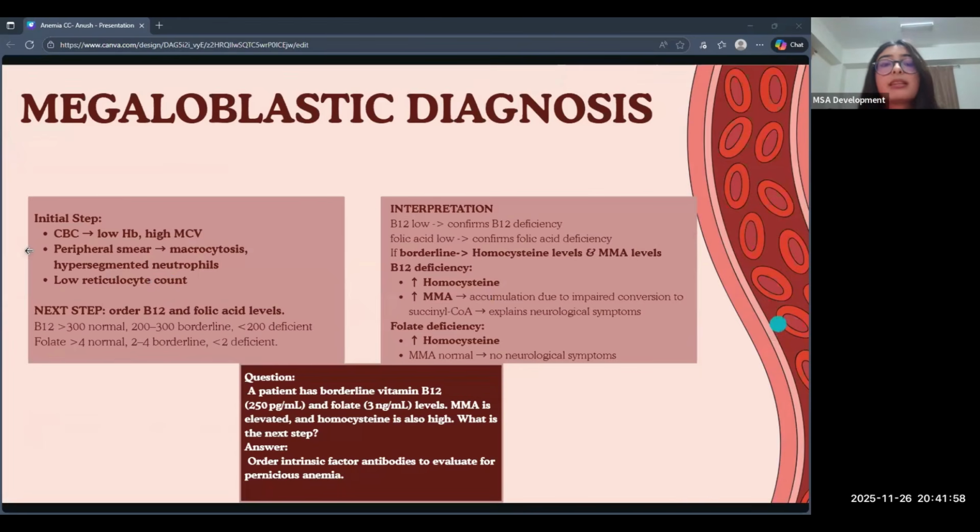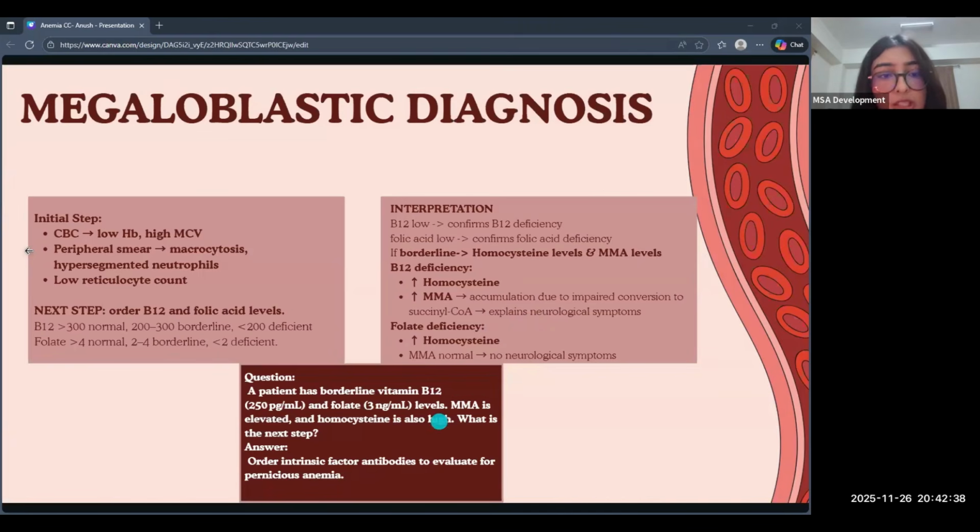Now you need to figure out, was it the folic acid or was it the B12 that caused this? So what will we do next? You order the levels of B12 and folic acid, and that will give you your answer right then and there. But what do you do if they're both borderline? Then we do homocysteine and MMA levels, okay? Now, in B12 deficiency, both homocysteine and MMA will be increased. There will be accumulation because there's impaired conversion to succinyl-CoA, and that's what causes the neurological symptoms I mentioned. In folate deficiency, it will just be the homocysteine that's elevated. The MMA is going to be normal.